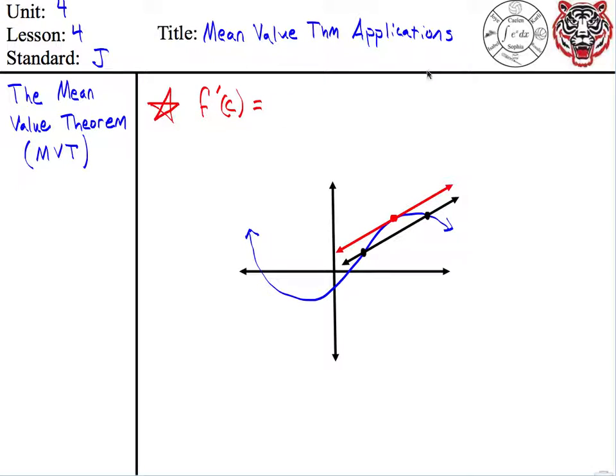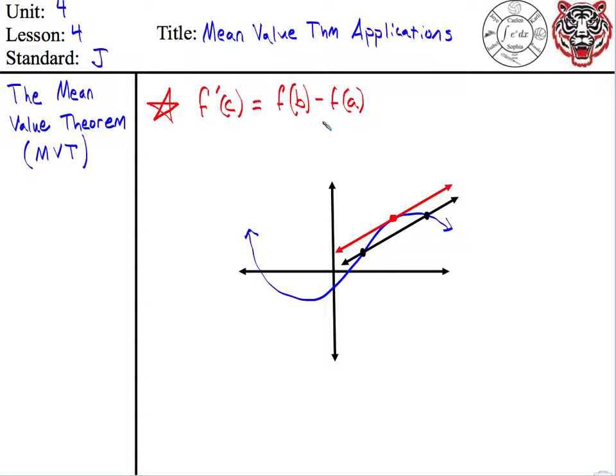Let me write it in a slightly different form. Instead of writing F of 2, I'm going to write F of B minus F of A all over B minus A. That is the theorem. This is something that needs to be locked away in our memories. I remember that. You remember that?